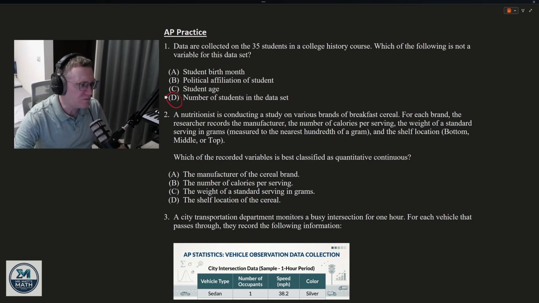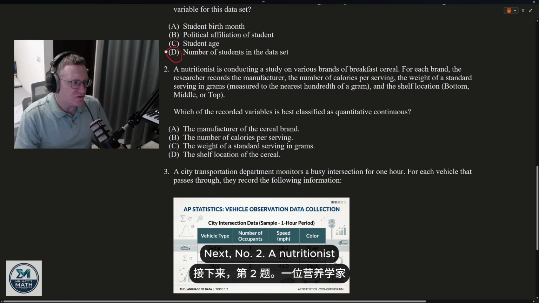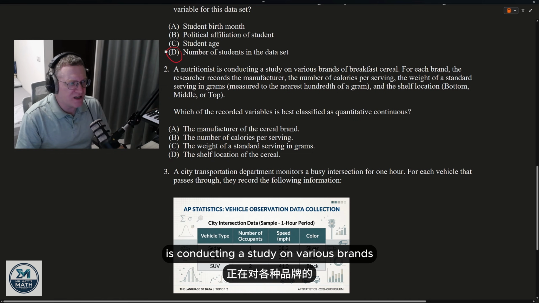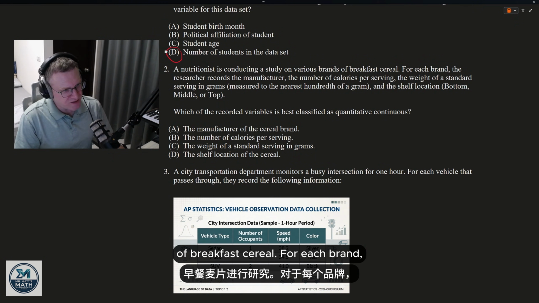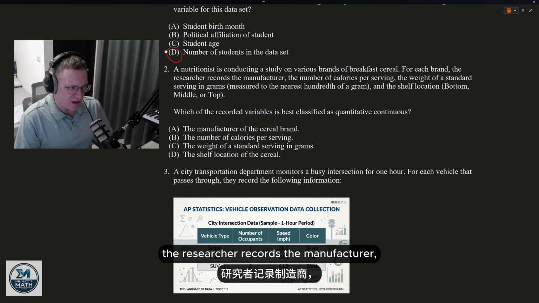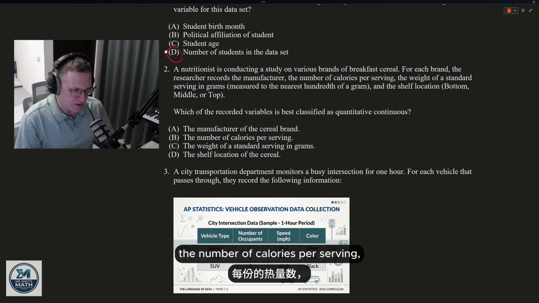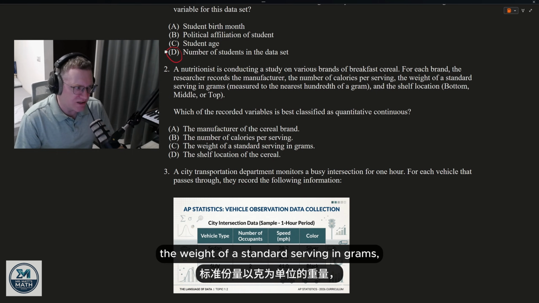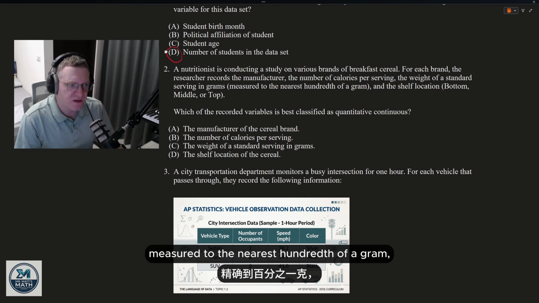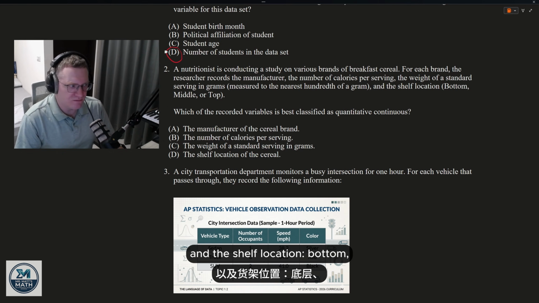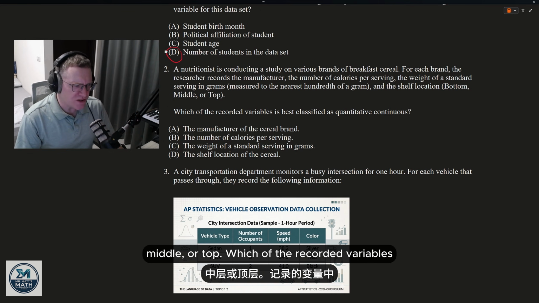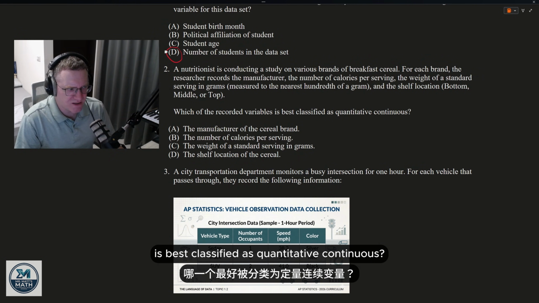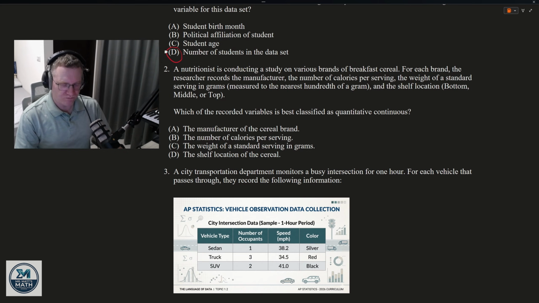Okay. Next, number 2. A nutritionist is conducting a study on various brands of breakfast cereal. For each brand, the researcher records the manufacturer, the number of calories per serving, the weight of a standard serving in grams, measured to the nearest hundredth of a gram, and the shelf location, bottom, middle, or top. Which of the recorded variables is best classified as quantitative continuous?